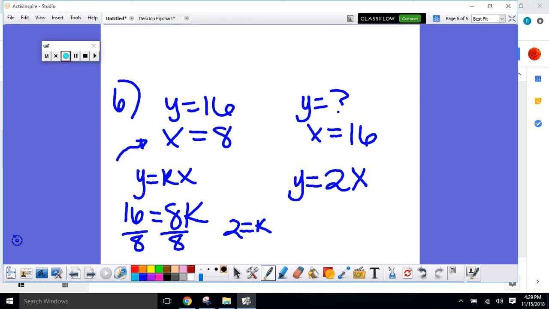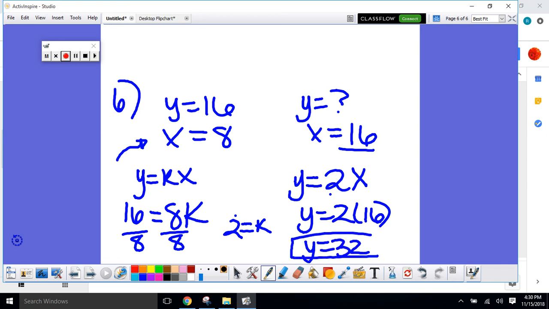Anyway, so now I have the equation that I needed. All I did was take this 2 and replace it in for the k in y equals kx. Okay. So now if they're telling me x is 16, all I gotta do is y equals 2 times 16, and y equals 32. Okay. That's the long way to do this. It's a lot of steps.